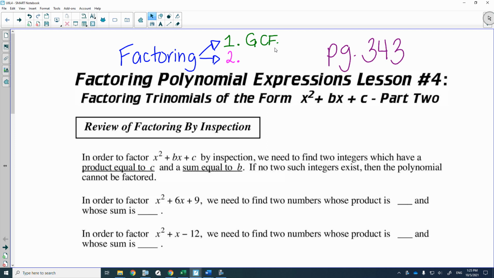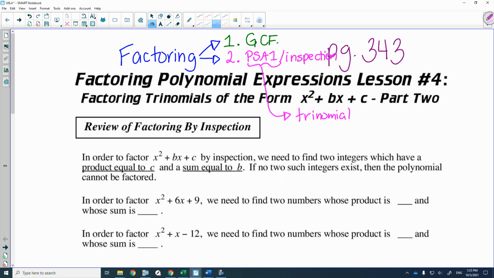Yesterday or the last lesson, which was Lesson 3, we factored by what I call PSA 1, but remember that's informal. What's the formal terminology for PSA 1? Inspection. It's factoring by inspection. When you factor by inspection or PSA 1, you're always going to be dealing with a trinomial.